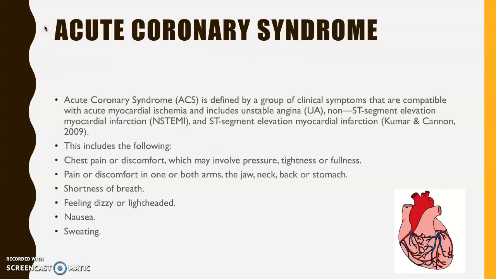Acute coronary syndrome is defined by a group of clinical symptoms that are compatible with acute myocardial ischemia. This also includes unstable angina, an NSTEMI, and a STEMI. Symptoms include chest pain or discomfort, which involves tightness, pressure, or fullness. Pain or discomfort in one or both arms, and this includes the jaw, neck, back, or stomach. Shortness of breath, dizziness, lightheadedness, lethargy, nausea, and sweating.